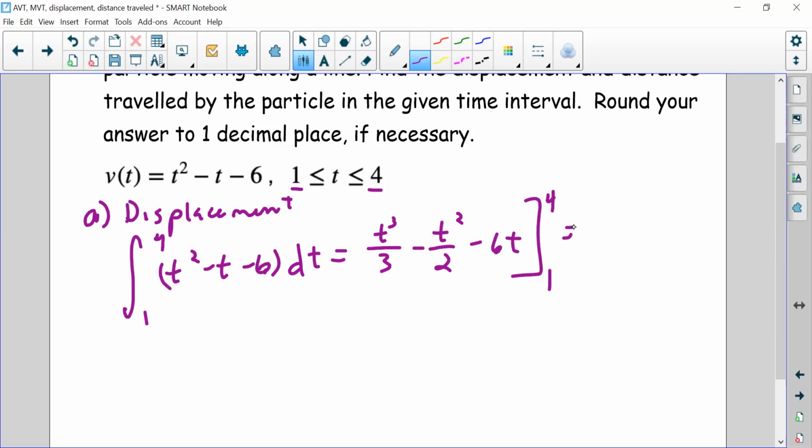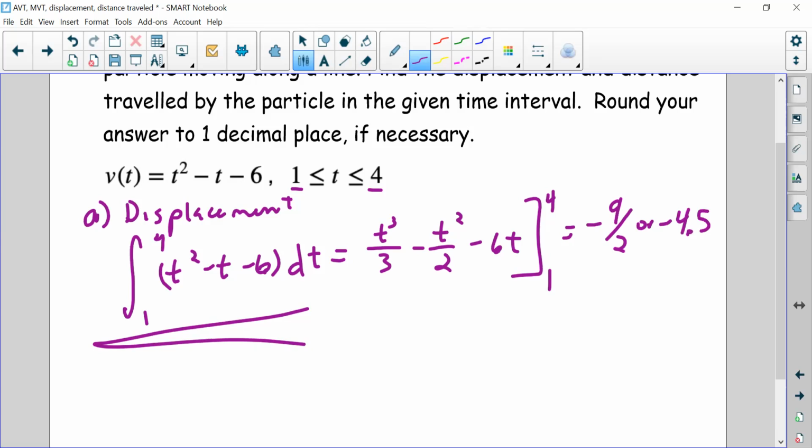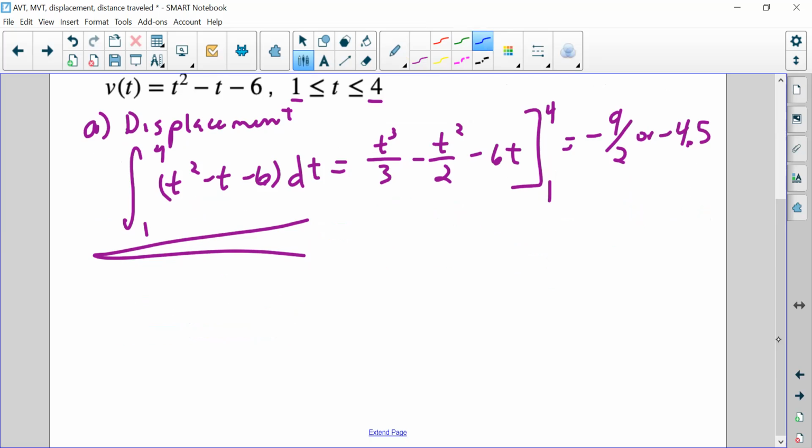Then I'm going to punch that into my calculator, making sure you're punching in this original part here into your calculator. And you're going to get -9/2, or -4.5 if I go to 1 decimal place. All right, so what is that telling me? The particle at the end is 4.5 meters to the left of its starting position. That's it for A. Now B is a little bit harder.